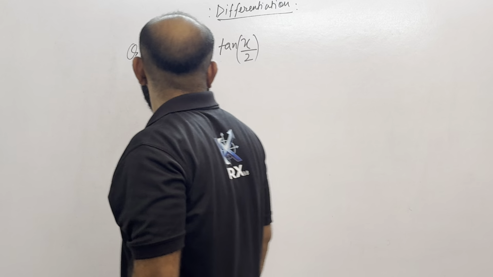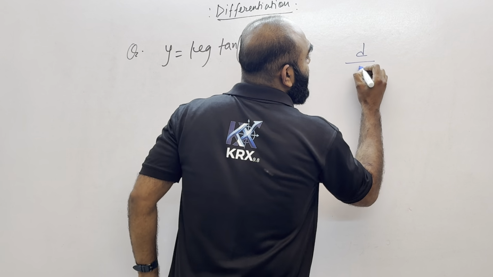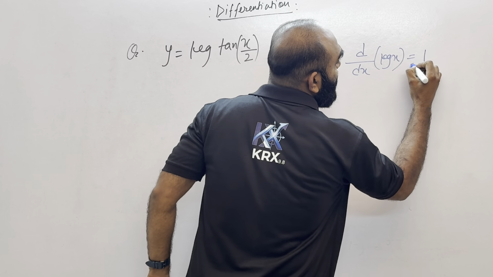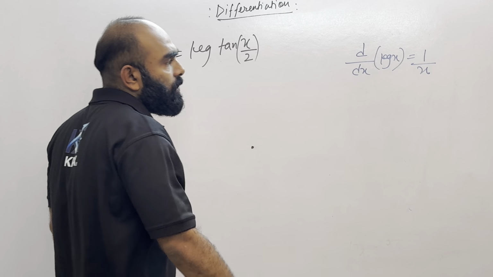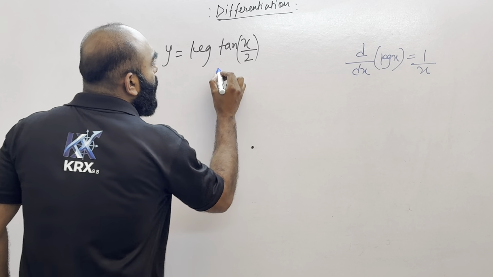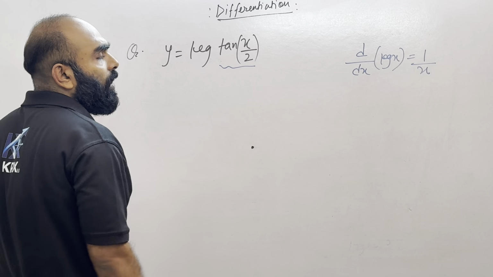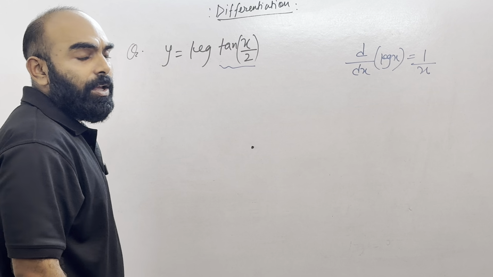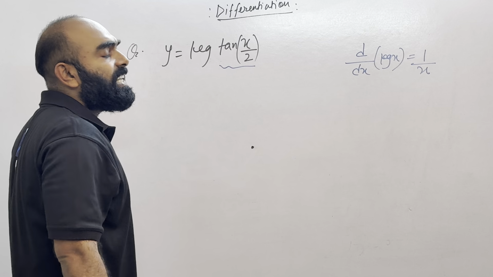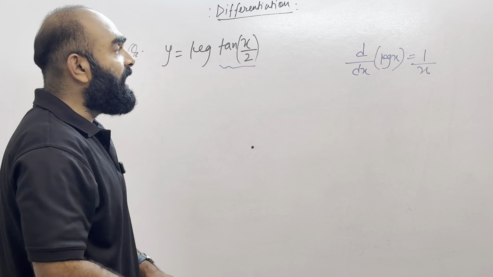Okay, let's see. We know that d by dx of log x is how much? It is 1 by x. After log, whatever is written, that is the x part of this log. So what is the change here? The change is that in place of x, it is written as tan x by 2.